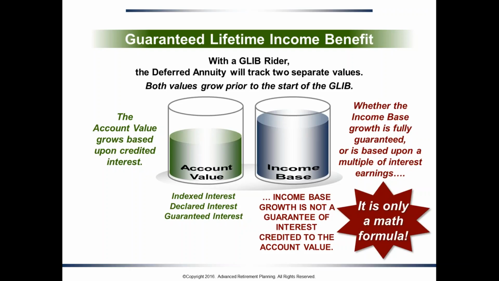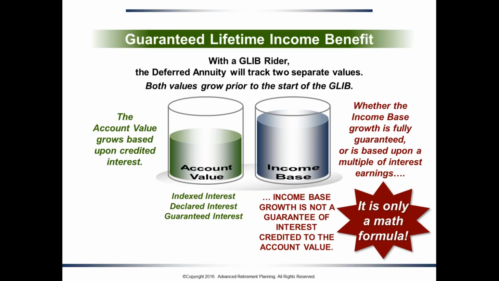It's only a math formula. Now, this is really critically important because it is this very issue that has led, from the very day these things were brought out, agents out there, or at least less scrupulous agents, to sell these annuities based upon the guaranteed growth of that interest to the income base. And that's not really what's happening, and you'll see ads to this day on it.